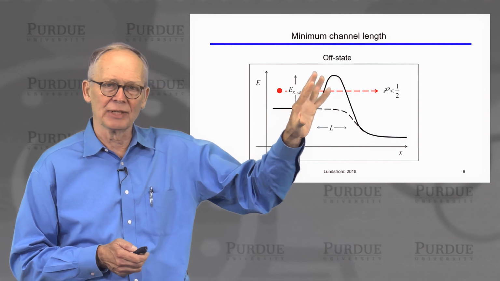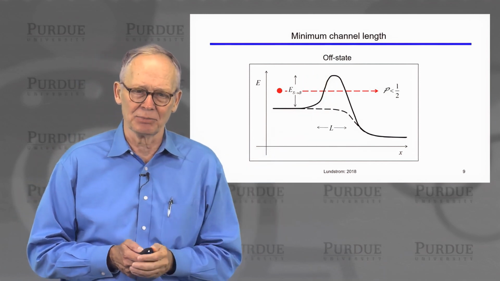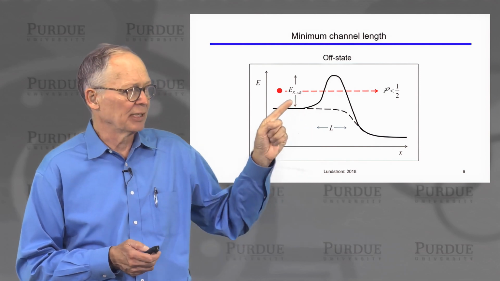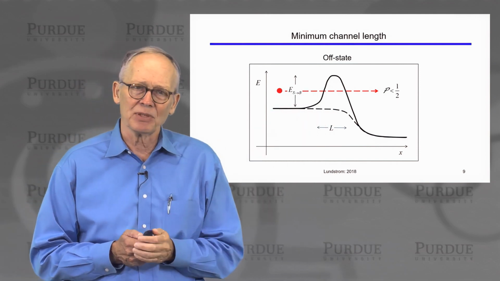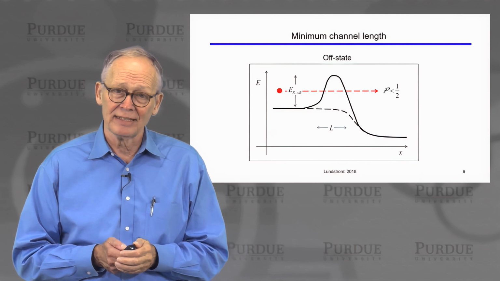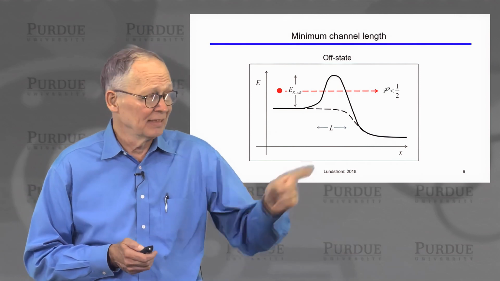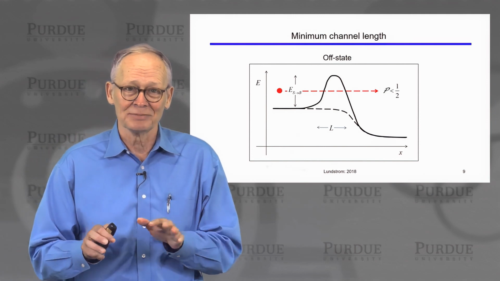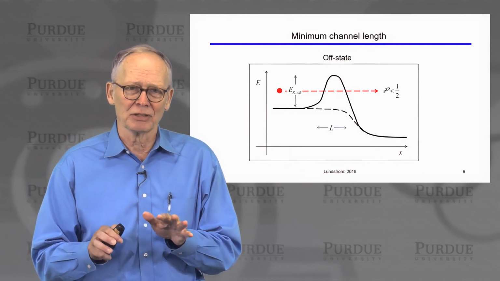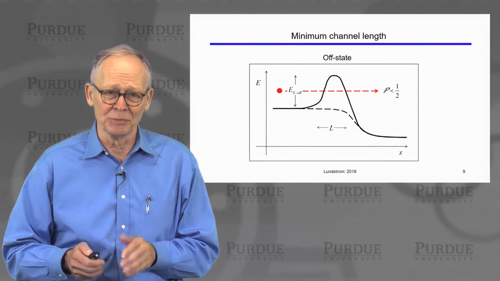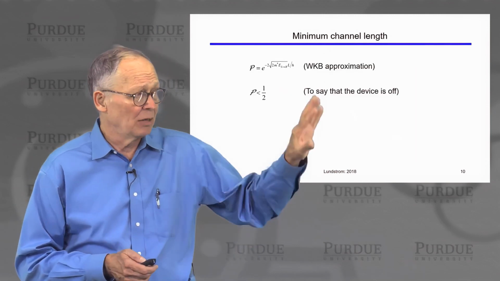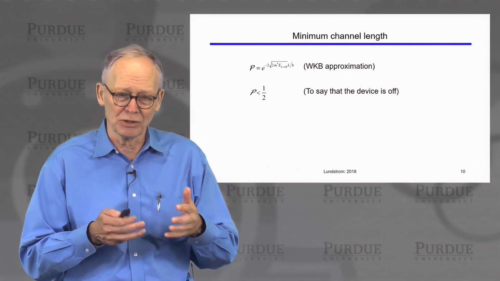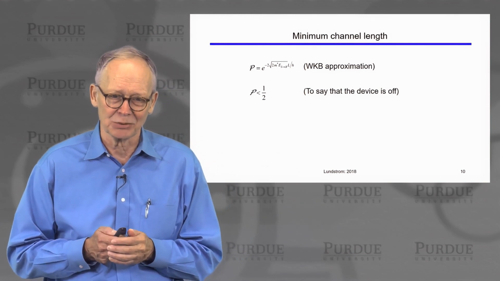Okay, so let's see if we can address that with our simple model and some simple arguments. We now have a large barrier because we're off. We have an electron in the source, and the probability that it tunnels through that barrier has to be less than a half in order to say that we're off. All right? That's a pretty loose definition of off, but we're only looking for some very general, very fundamental lower limits. Now, these tunneling calculations are things that we can do. You learn how to do them in a basic quantum mechanics course.